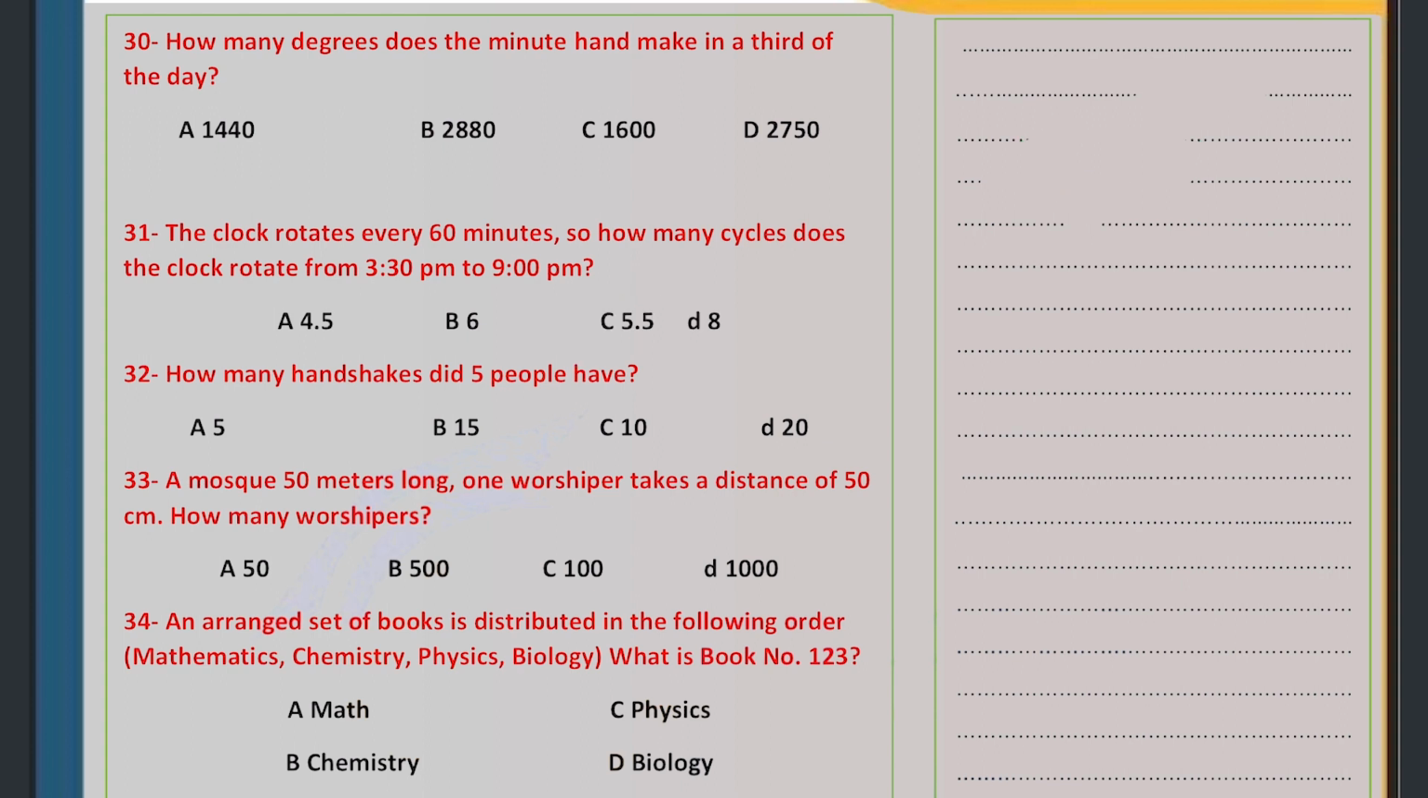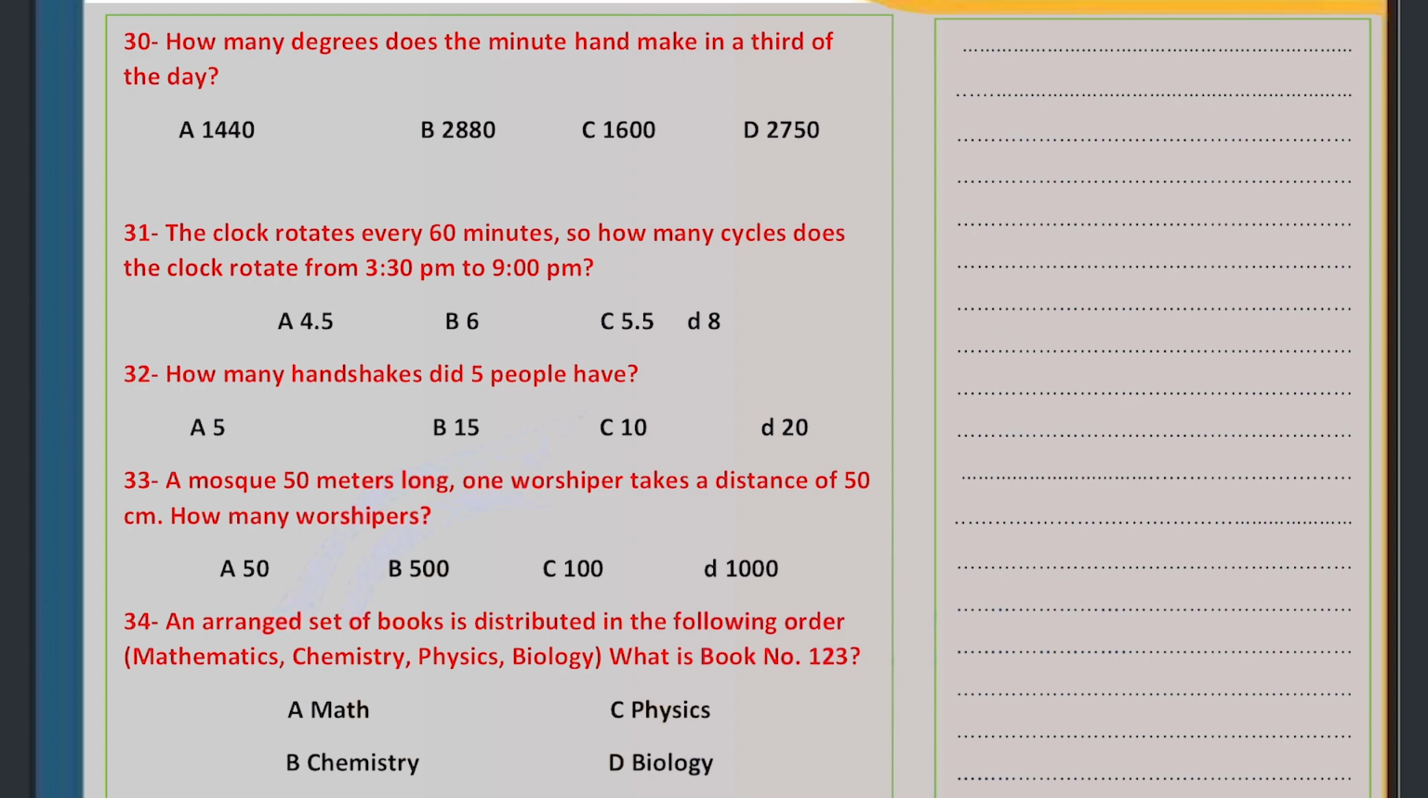How many handshakes did 5 people have? Okay. If I have 5 people, the first one will have 4 handshakes. The second one will have 3 handshakes, and the third will have 2, then 1, and the last one will have 0 handshakes because all of his friends already shook his hand. Now, how many handshakes do we have here? We can add all. It will be 10 handshakes.